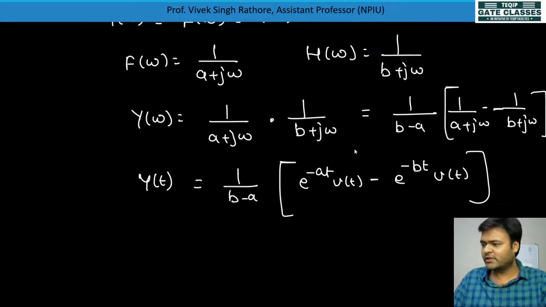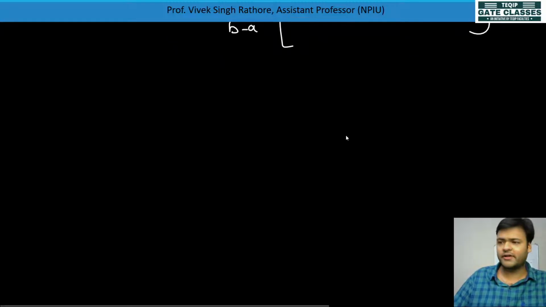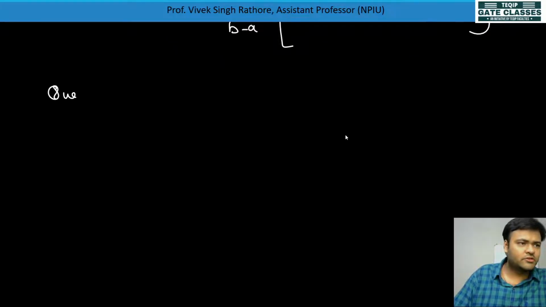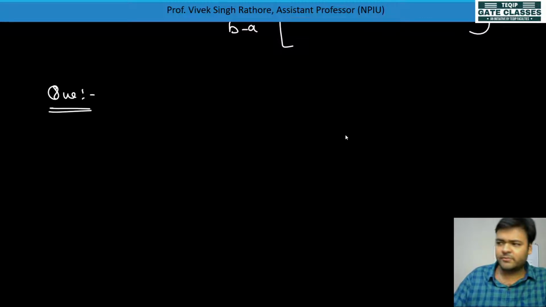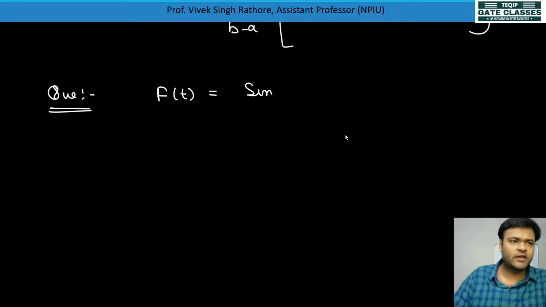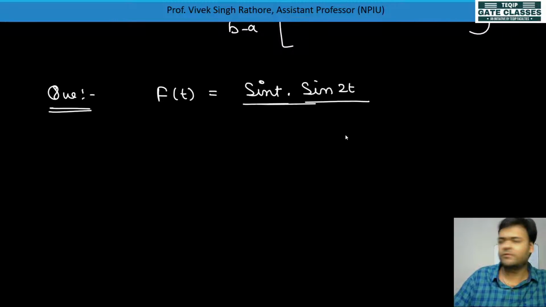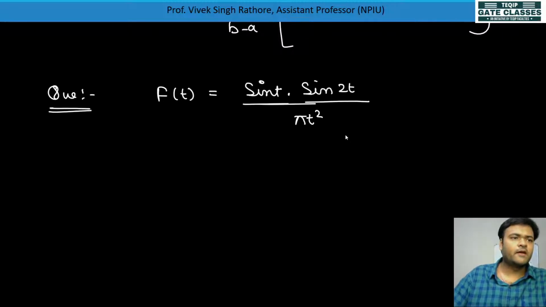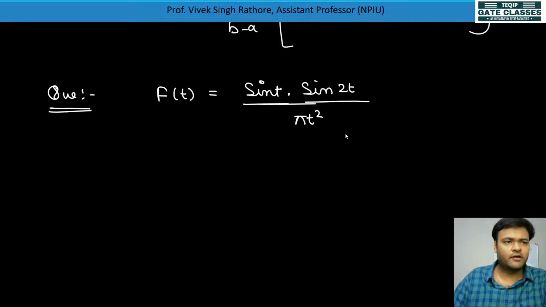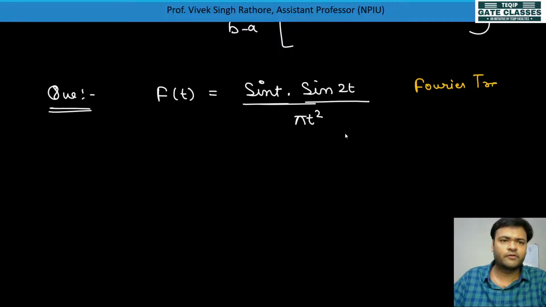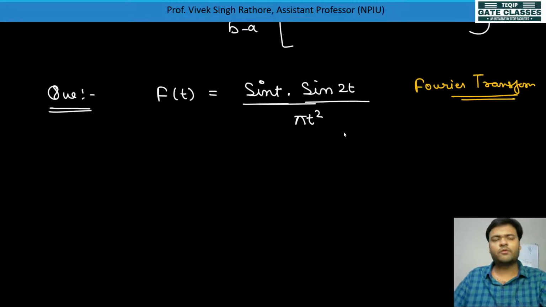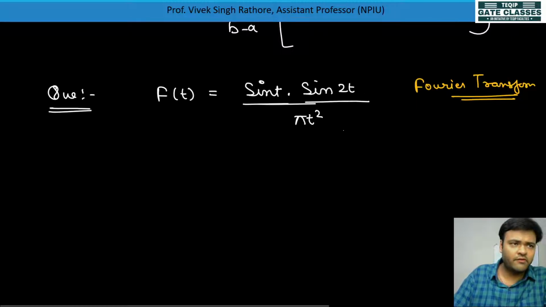Now we'll do one more question, then you can understand how we are doing it. Let's suppose you need to calculate the Fourier transform of f of t, which is given as sine of t into sine of 2t, divided by pi t square. You have been asked to calculate its Fourier transform. So see how we'll do it.